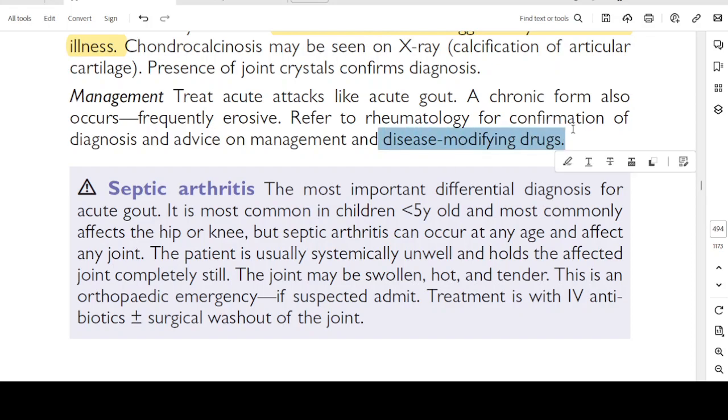So most of these diseases, which are rheumatoid factor positive or non-rheumatoid factor positive, and spondyloarthropathies, most of these you have to refer to a rheumatologist for consideration of disease modifying drugs.